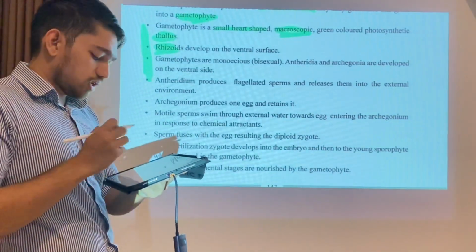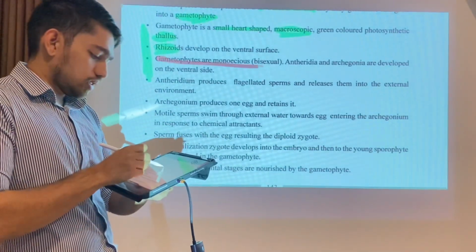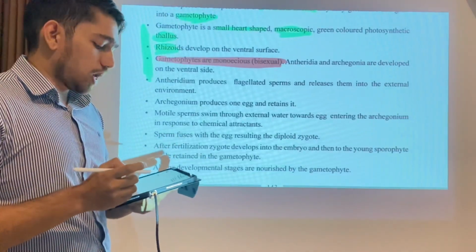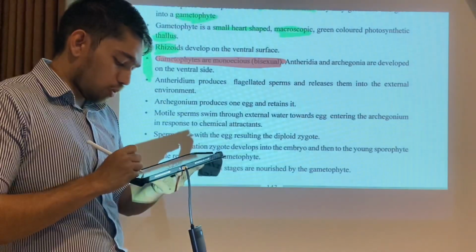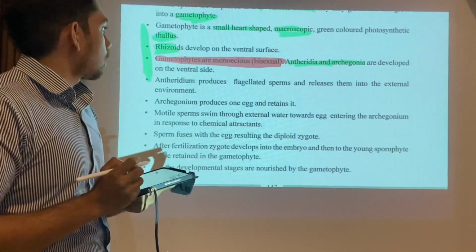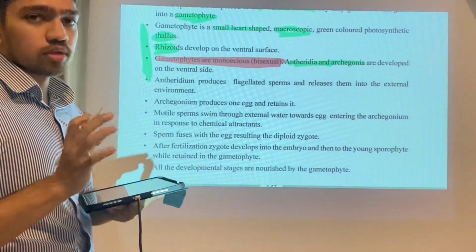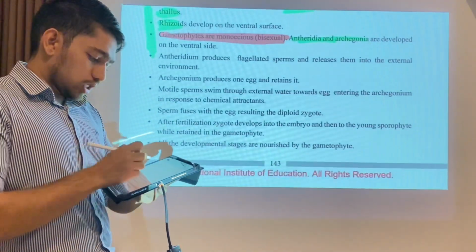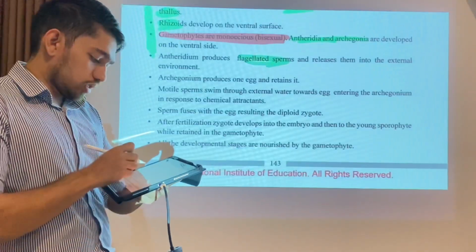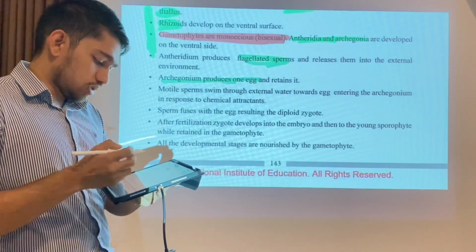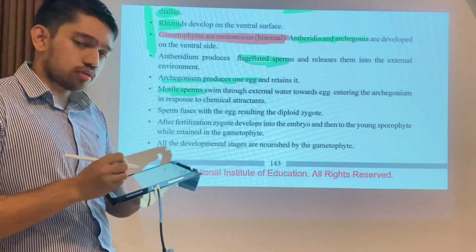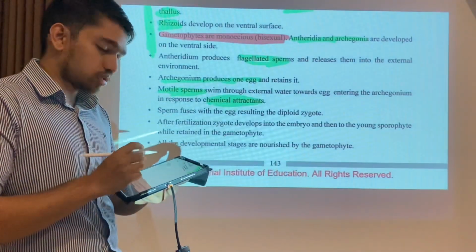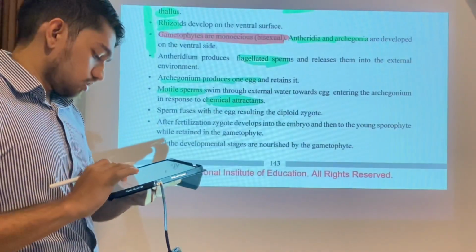Then this is a very unique feature. We consider the Nephrolepis gametophyte to be bisexual, right? Because both antheridia and archegonia are developed on the same plant. Then the sperms are flagellated, right? The archegonium produces the egg and retains it. The sperms are motile, so they can swim through external water in response to chemical attractants, known as chemotaxis, right?